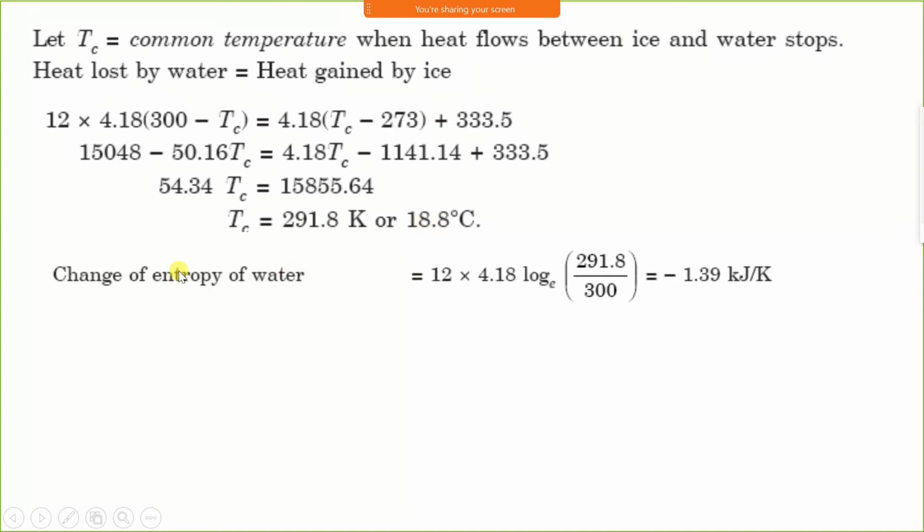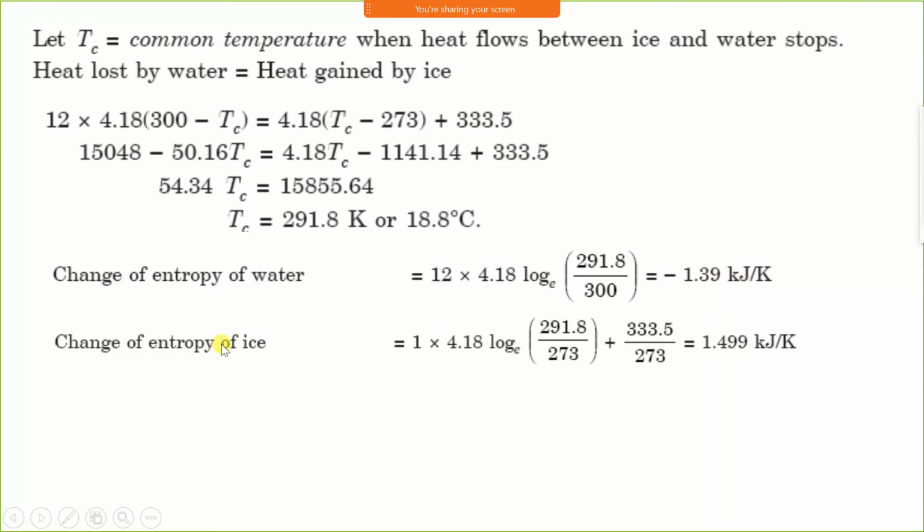The change in entropy of water is m Cp ln T2 by T1. Mass of water 12 kg, specific heat of water 4.18, ln, final temperature of water is 291.8 Kelvin upon initial temperature 300. Means entropy of water is reduced, that is minus 1.39 kilojoule per Kelvin, and the entropy of ice is increased because temperature has increased.